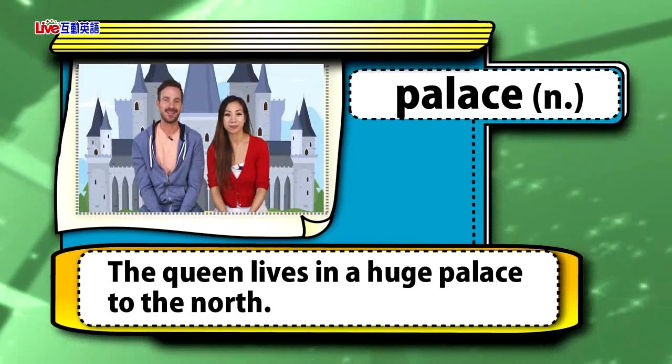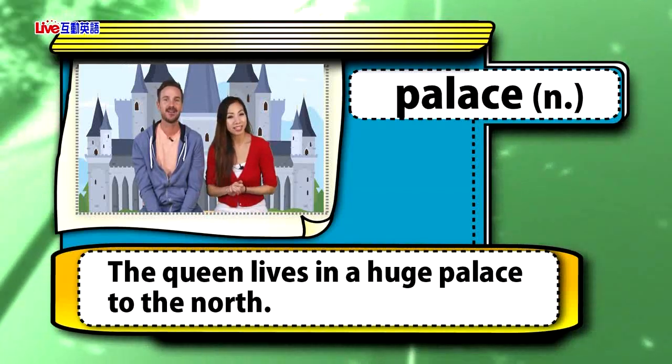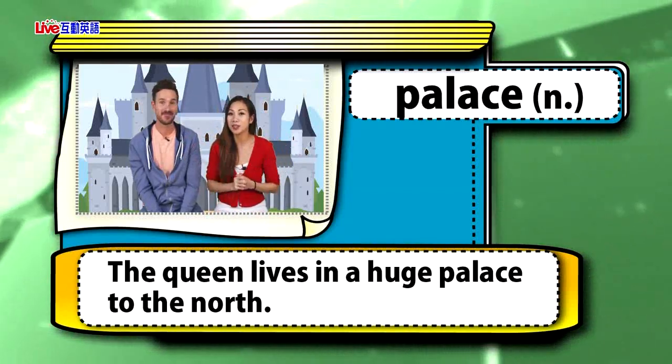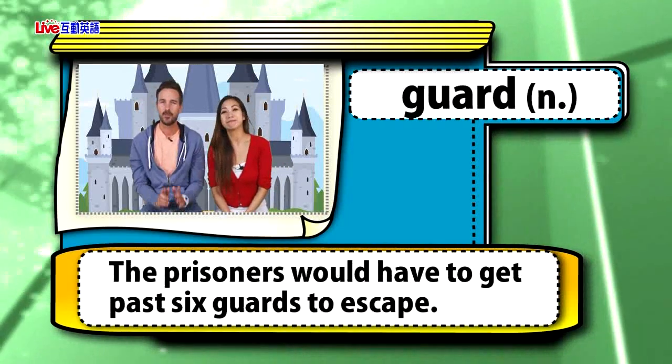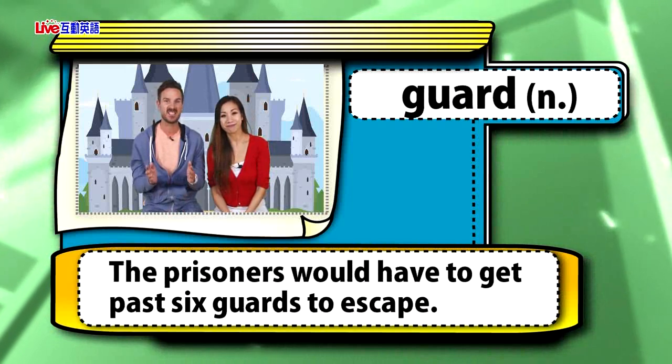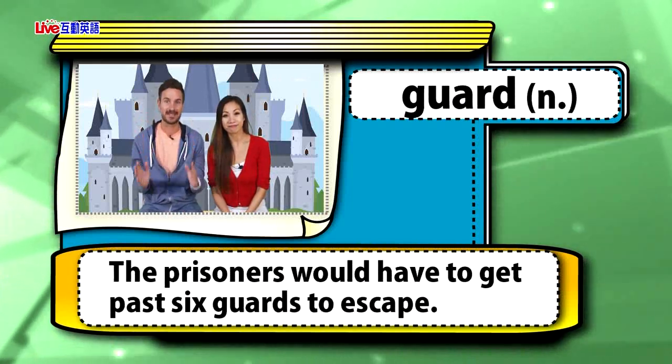The Pauper. And the vocabulary words are palace. Palace. The queen lives in a huge palace to the north. Must be nice. I know. Guard. Guard. The prisoners would have to get past 6 guards to escape.